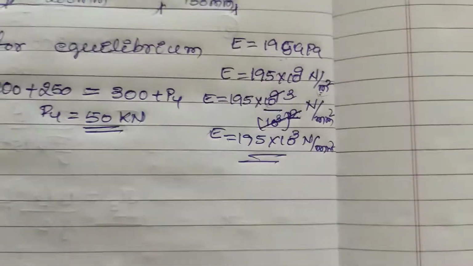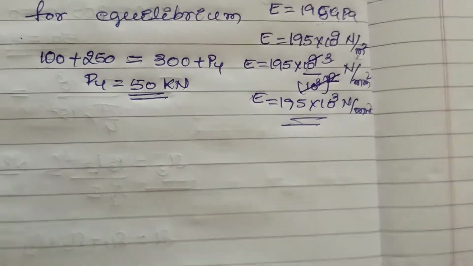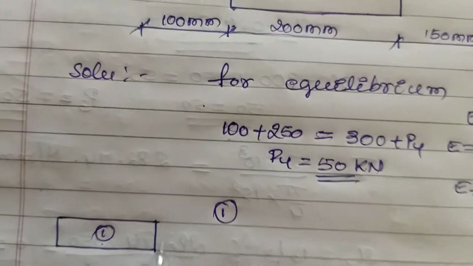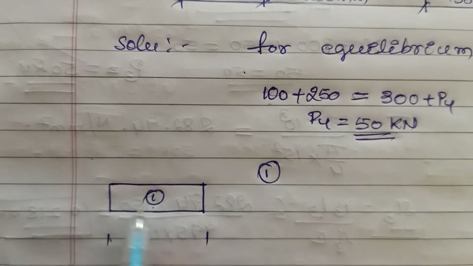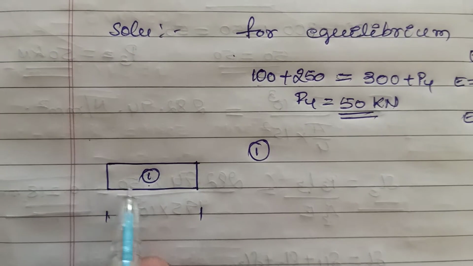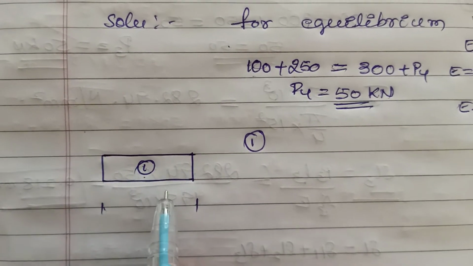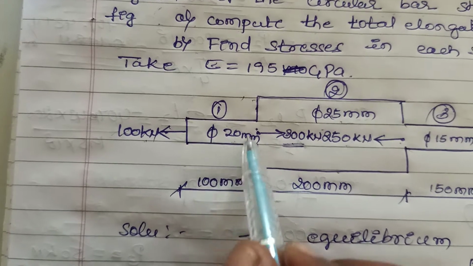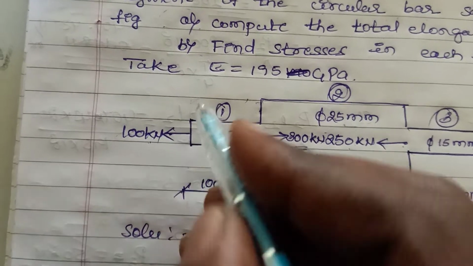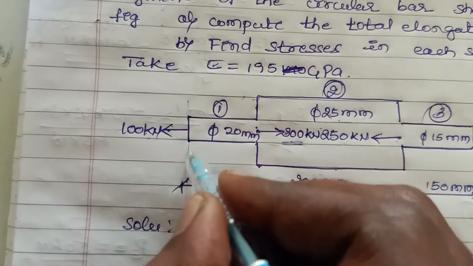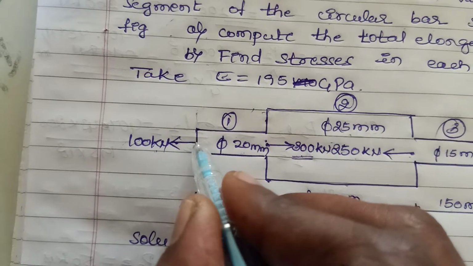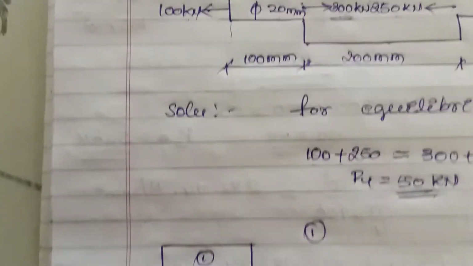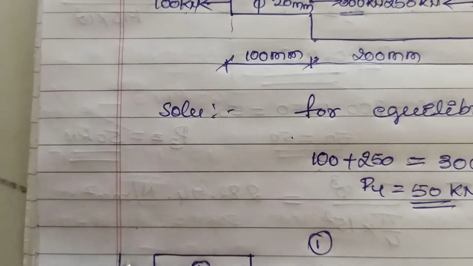Once you have calculated this, the next thing is to calculate the stresses. This is section 1. What is the effective load acting on this section? We are going to calculate that with the help of the principle of superposition. If I take this section, what are the loads acting? Assume this is a section plane. Which forces are acting to the left of this? Only one, that is 100 kilonewton, acting in this direction.